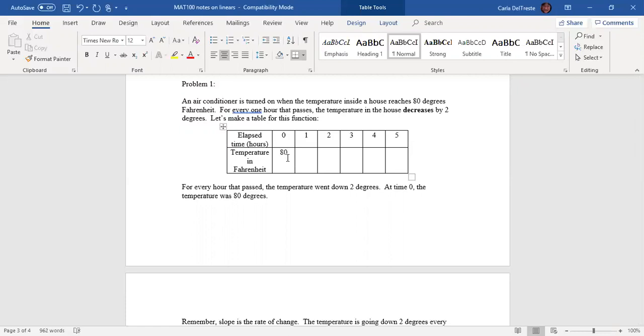What happened after 1 hour passes? After 1 hour passes, the temperature decreases 2 degrees. So if I go from 80 and I decrease 2, I'm now at 78 degrees. What happens when I increase another hour? When 1 more hour passes, I lose 2 more degrees, so I'm at 76 degrees. When 1 more hour passes, I'm at 74 degrees. When another hour passes, I'm at 72 degrees. When another hour passes, I'm at 70 degrees.